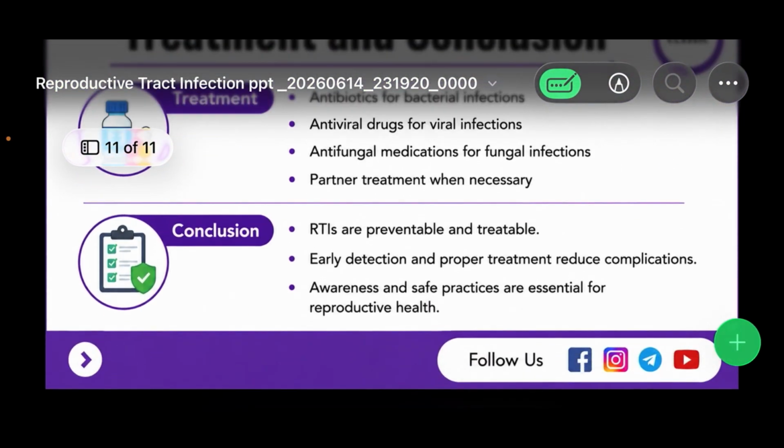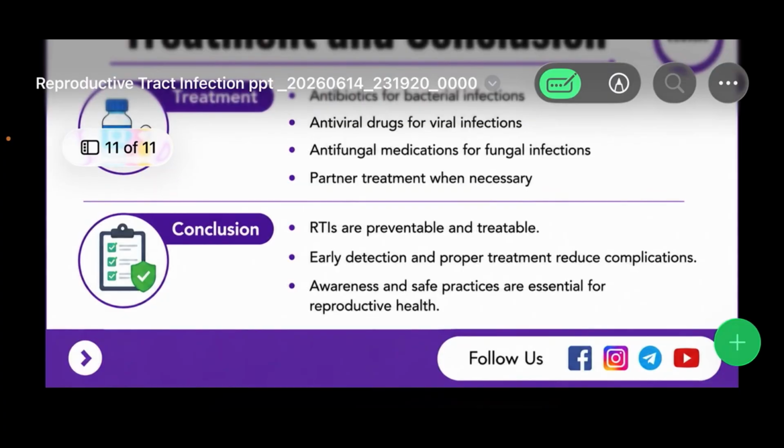Now, the conclusion is that RTIs are preventable and treatable. So there is nothing to worry about because it is preventable and treatable. Early detection and proper treatment reduce the complications. If it is detected early and proper screening is done, then the complications are reduced. Awareness, that is health education, should be properly given, and safe practices are essential for reproductive health. So with that we can conclude today's session.